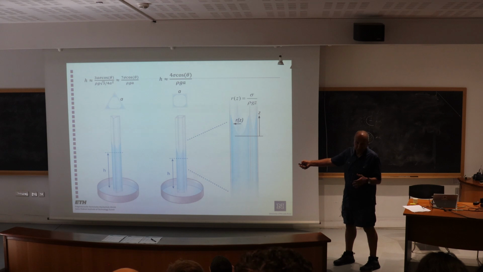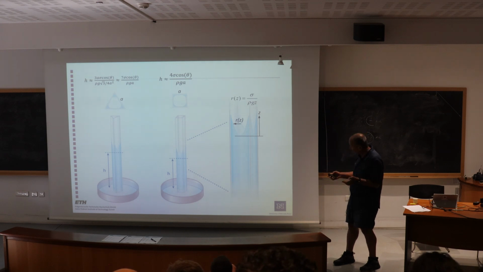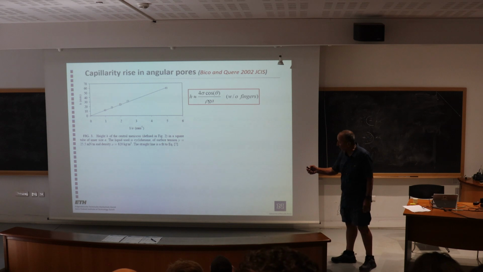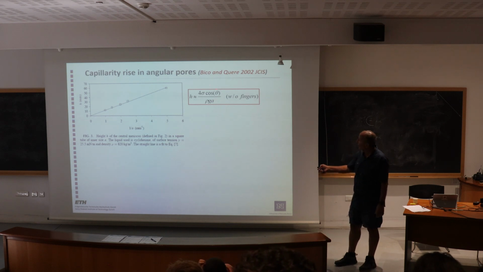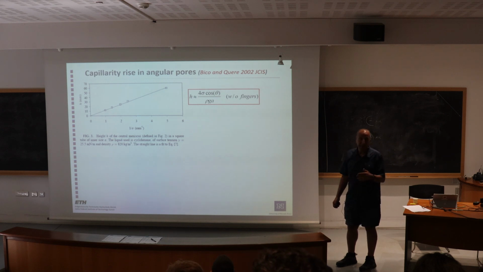For triangular, I can run the calculation and approximate it to 7. In fact, if you don't believe me, this is the data of Bico and Quéré using 4 sigma cosine theta over rho g a. So fear not angular pores.